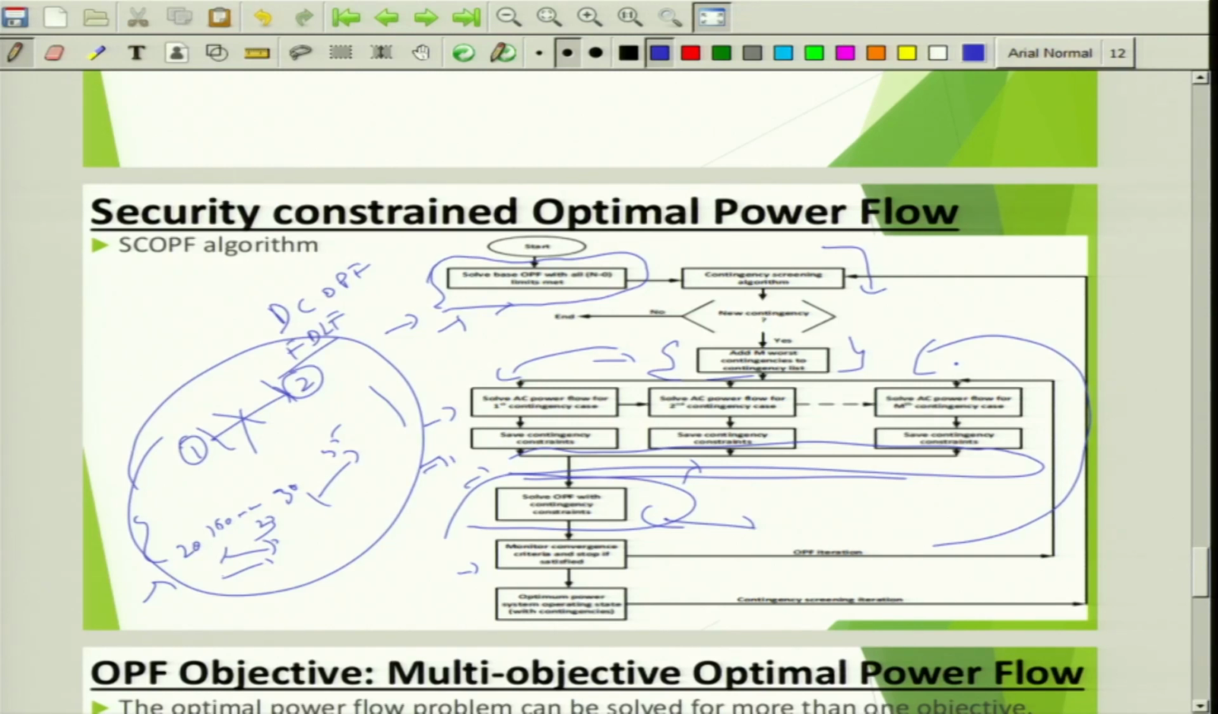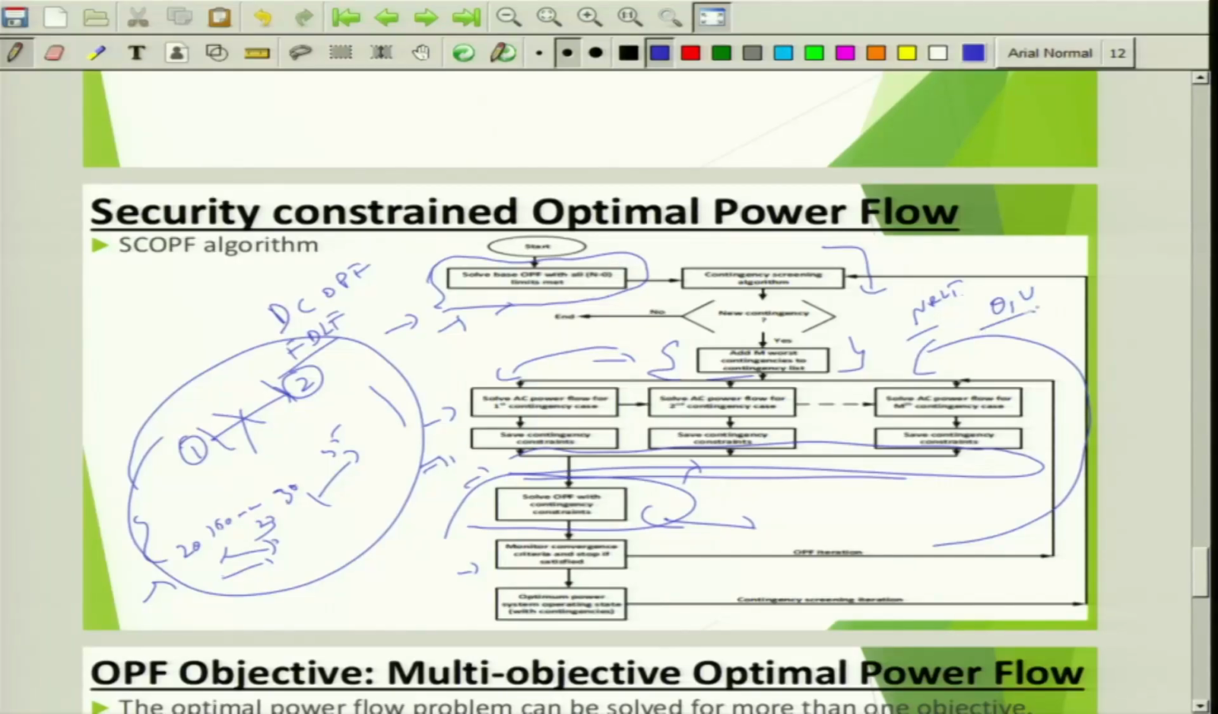Take ACOPF, for example Newton-Raphson load flow. How do you arrive at convergence? You change theta and voltage. Theta is changed to theta 1 plus delta theta in the second iteration, and the updated voltage V2 is V1, the first iteration, plus delta V. So you change theta to theta plus delta theta, voltage to V plus delta V, and then you carry out the ACOPF so that ultimately you will get converged results.